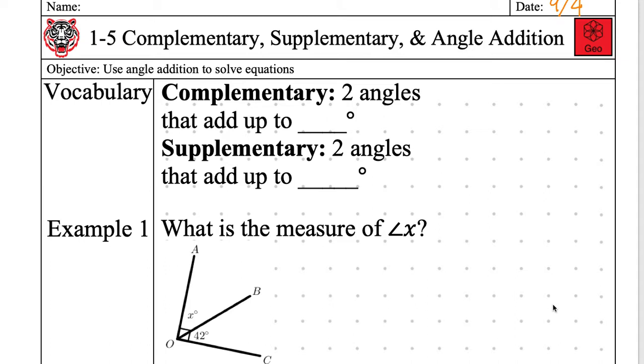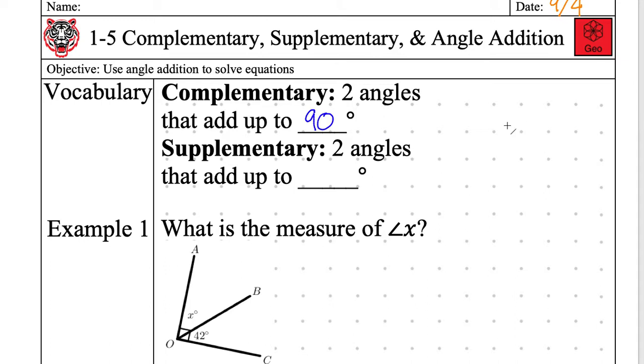Complementary. Two angles that add up to, quiet raised hand, Jose. 90 degrees. There it is. So go ahead and draw a picture. What do two angles that are complementary look like? See if you can draw it. I'll give you guys 10 seconds. See if you can draw two angles that are complementary. 5 more seconds. Two angles that are complementary.